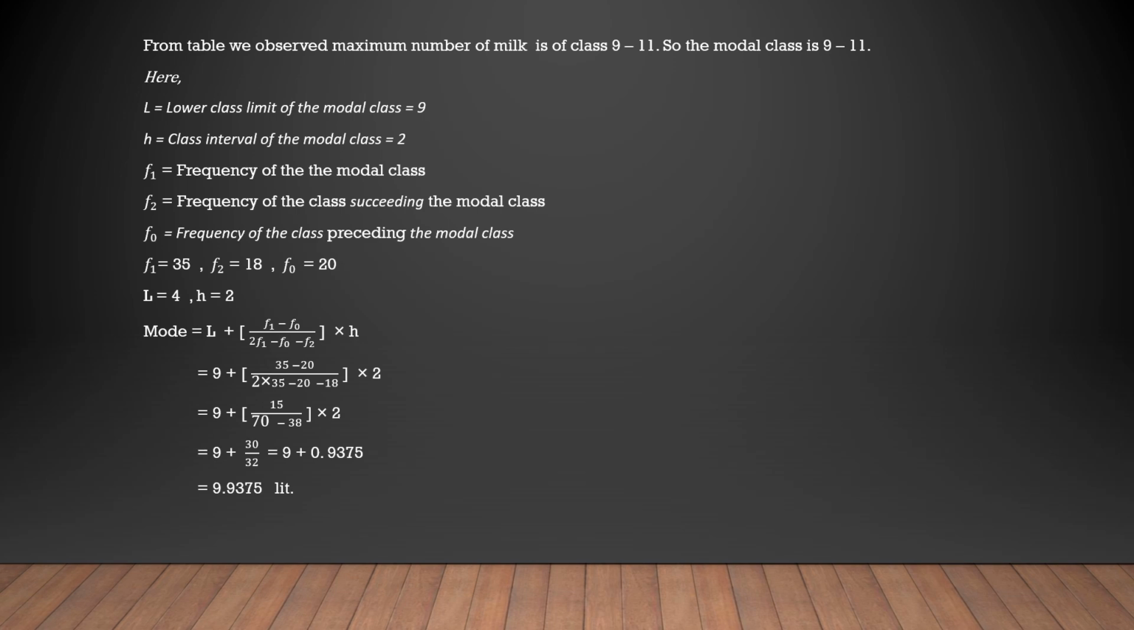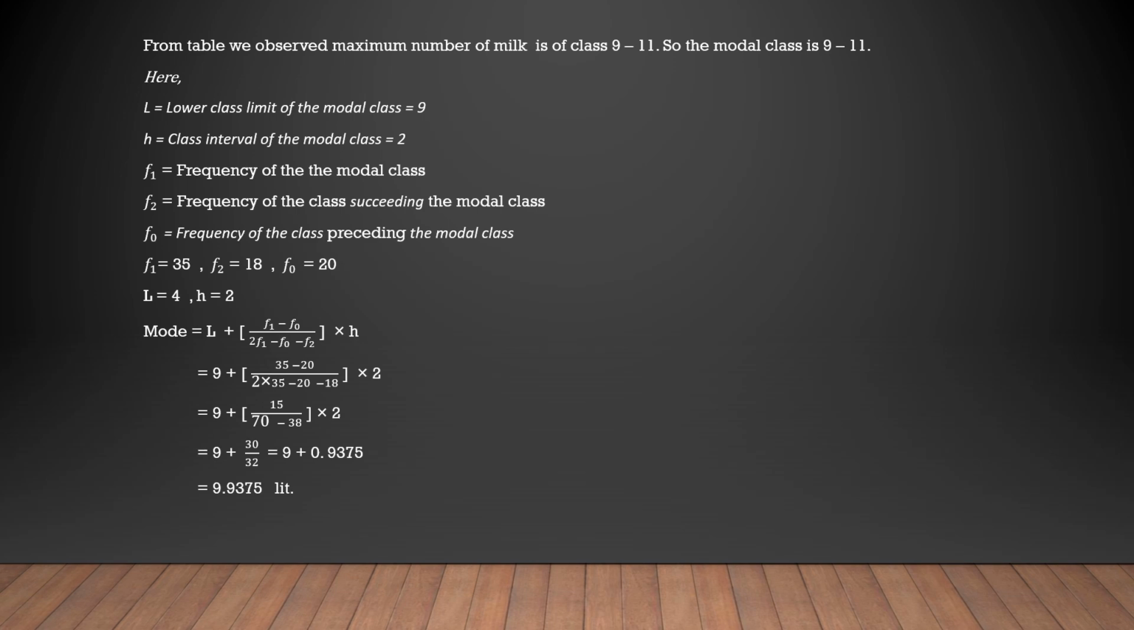The modal class is 9 to 11. F1 is 35, F2 is 18, F0 is 20, L is equal to 9 and H is equal to 2. Formula to find the mode: Mode is equal to L plus, in bracket, F1 minus F0 by 2F1 minus F0 minus F2, into H. The value of L is equal to 9.